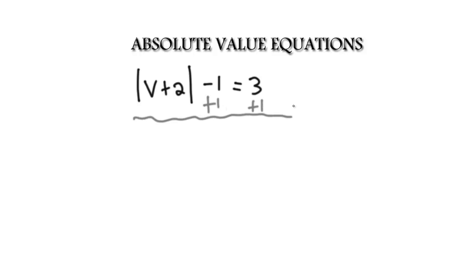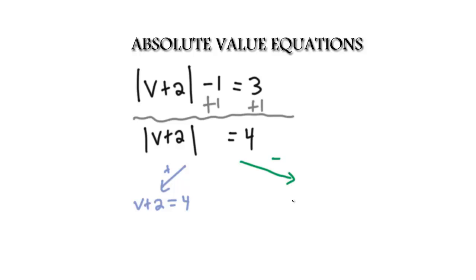Okay, so when I do that, my absolute value equation now becomes just the absolute value of v plus 2, and that's equal to 4. Okay, so now I can do the split, right? So let's mix up the colors a little bit here. We'll do one where v plus 2 is equal to positive 4. And then we're gonna do the other one, I'll put it over here, where v plus 2 is equal to negative 4.